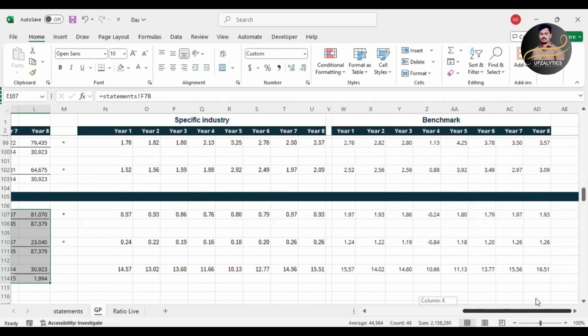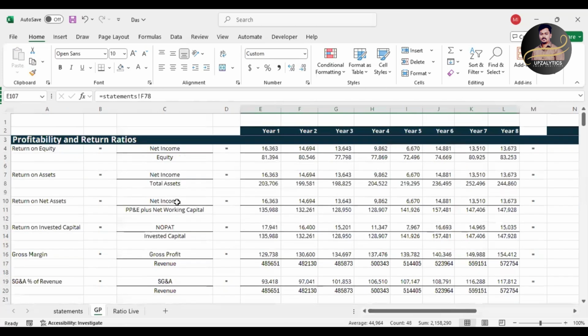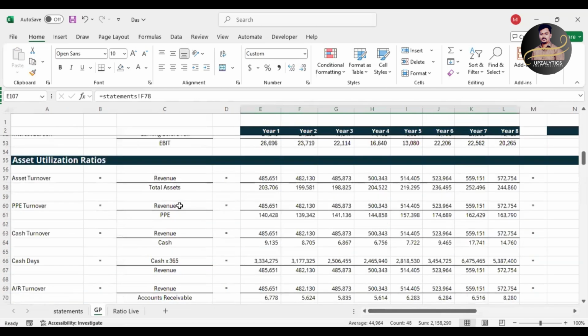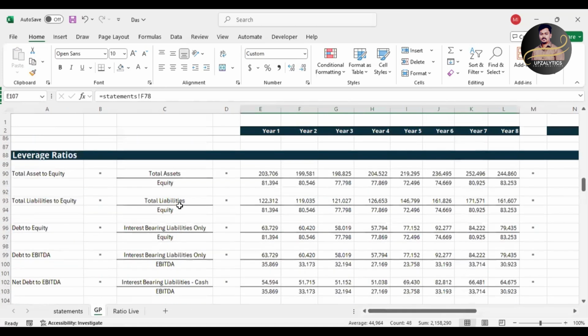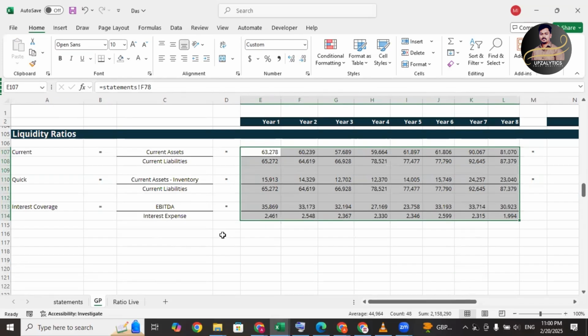These are the ratios that we have calculated, and this is our benchmark. Up to now we have calculated ratios related to profitability and return ratios, asset utilization ratios, leverage ratios, and liquidity ratios. So mostly we have calculated all the ratios. In our future videos we'll be calculating the DuPont analysis, which is a super important and super interesting part. So that's all for today's video. Let's meet in our next video. Thanks.